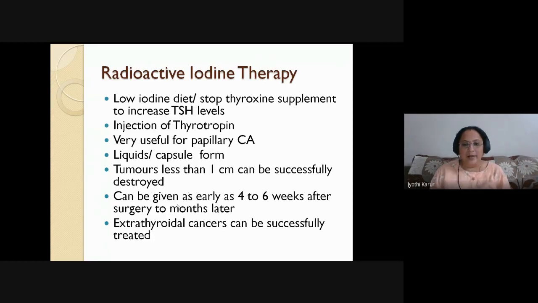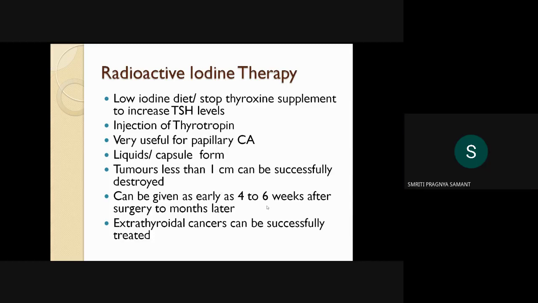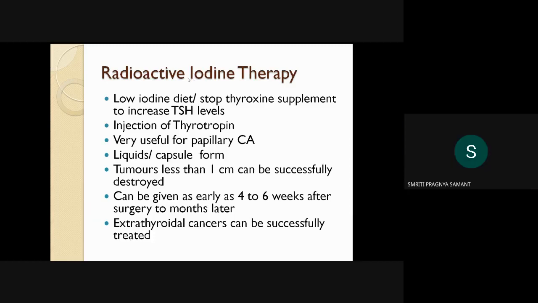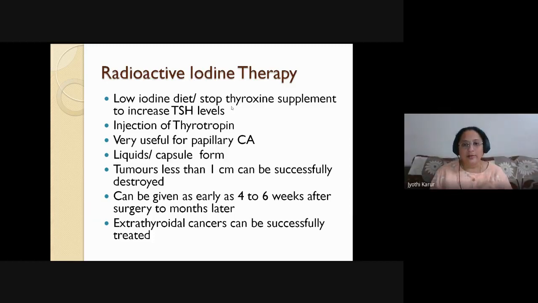So when can it be given? You have done surgery. So how early, how late can you give? How late depends on when the patient presents, but it can be given as early as 4 to 6 weeks after surgery. And the advantage is, even for extrathyroidal cancer, suppose the cancer focuses at some other spot, even that cancer tissue can be destroyed by radioactive iodine therapy.